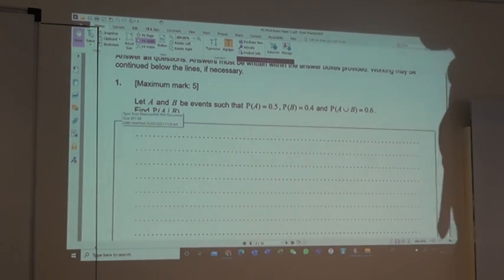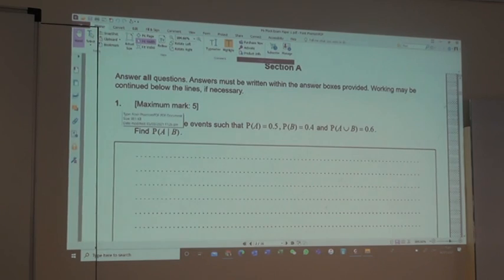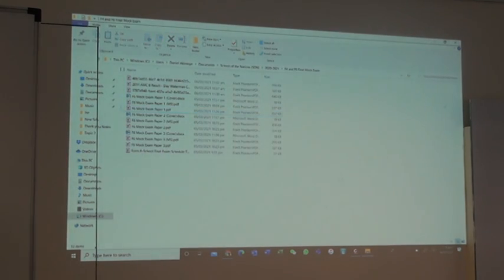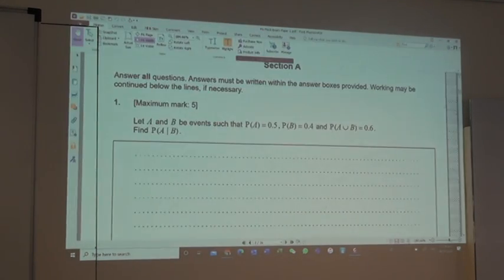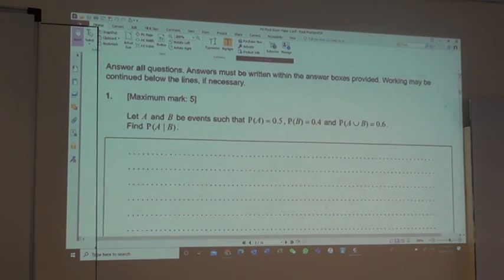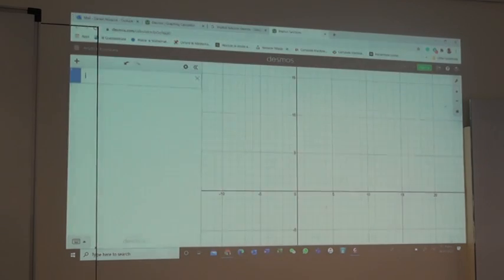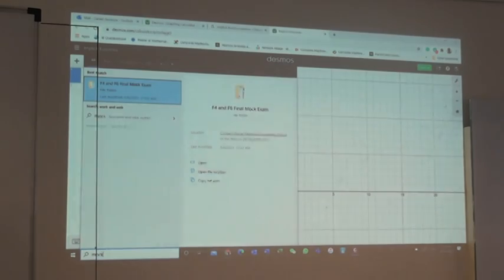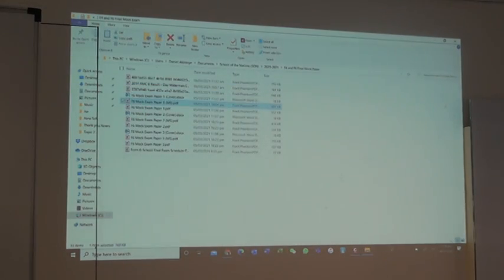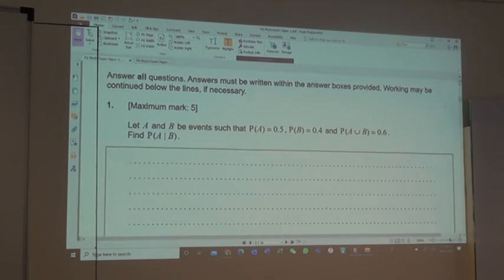The first question is asking us to find, I think I should also put the mark scheme up. I want full concentration, if you don't mind, not chitty-chatty.